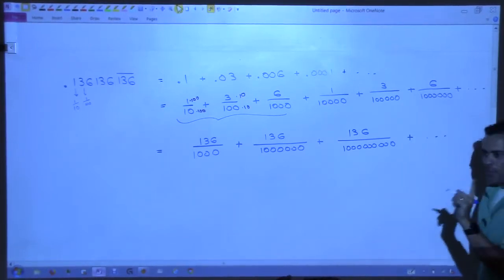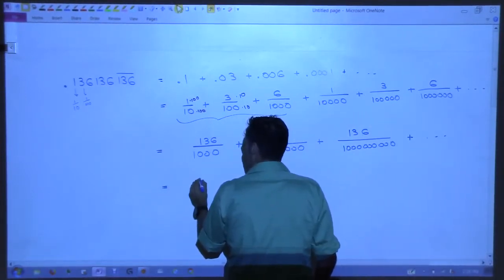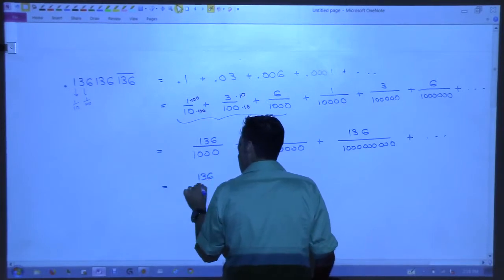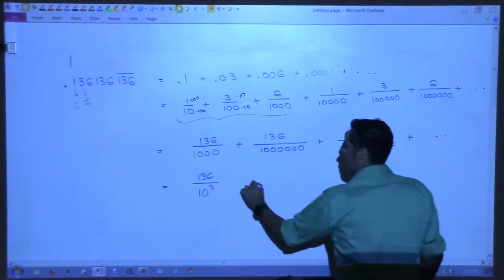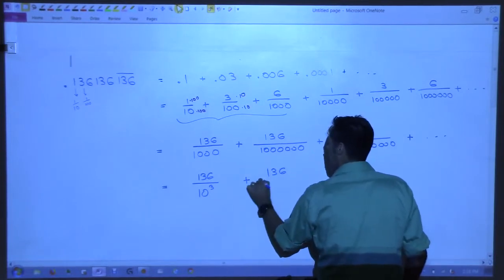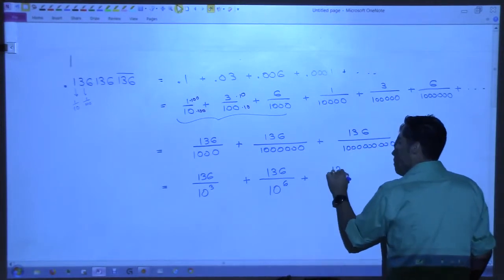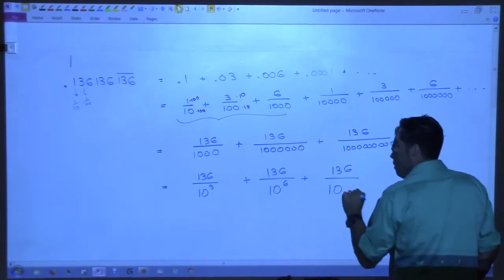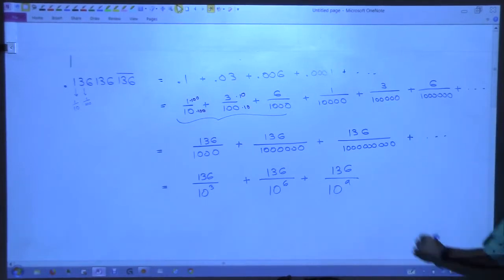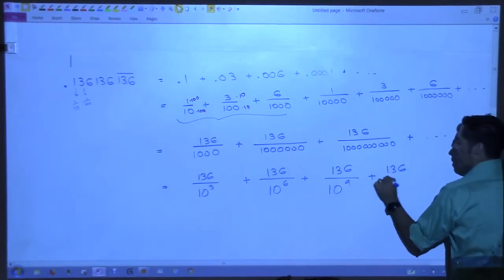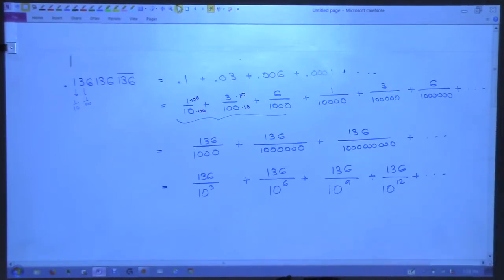Now for the big part. This is the same as 136 over 10 cubed, right? Plus 136 over 10 to the 6th, plus 136 over 10 to the 9th, right? There's a pattern here. Plus 136 over 10 to the 12th, right? Dot, dot, dot. Okay.